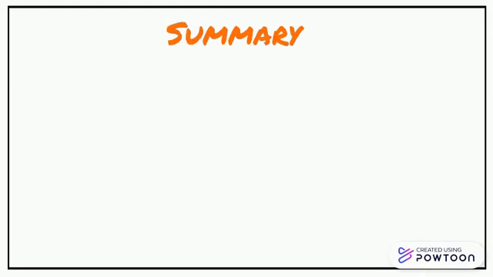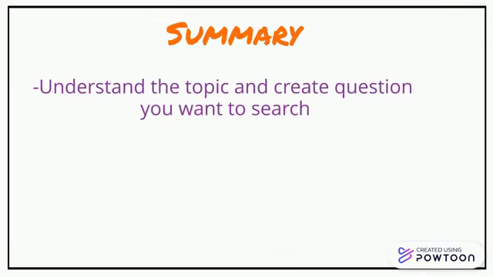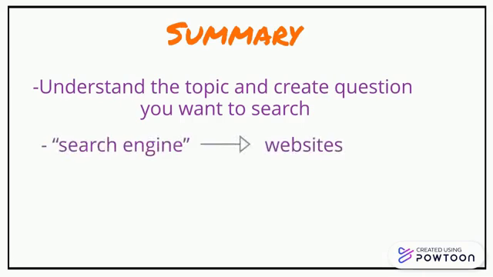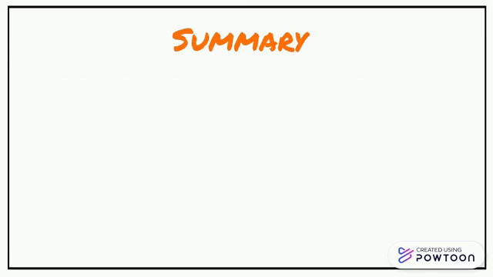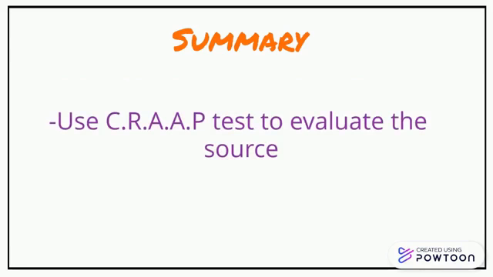Let us summarize what we learned. Firstly, understand the topic and create the questions you want to search. Use a search engine if you want information from websites, or use library databases if you need scholarly articles. Then, use the CRAP test to evaluate your source. A CRAP test evaluation sheet is attached with the video. You can directly use that to evaluate your source.